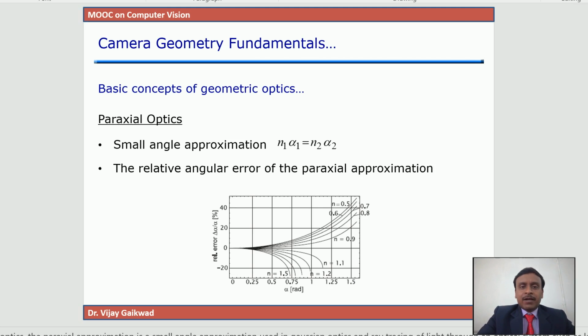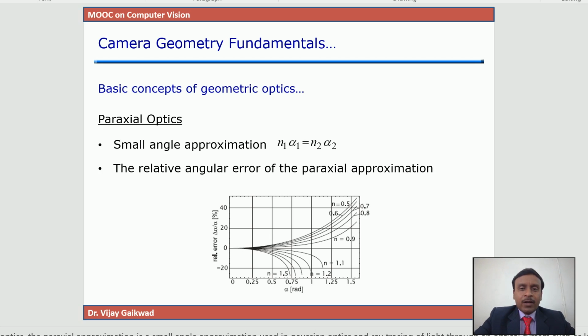There is one more concept that is used in camera geometry, called paraxial optics. When the light travels through a lens, many a time the rays are traveling along the axis of the lens, especially along the optical axis or z axis. When light travels along the axis or parallel to the axis, the angle made by the ray is very negligible or very small.